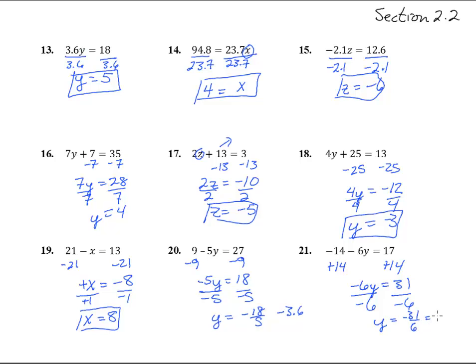You could write that as, punch that in the calculator, you get negative 5.16 with a line just over the 6, or negative 5 and a 6th. Good.